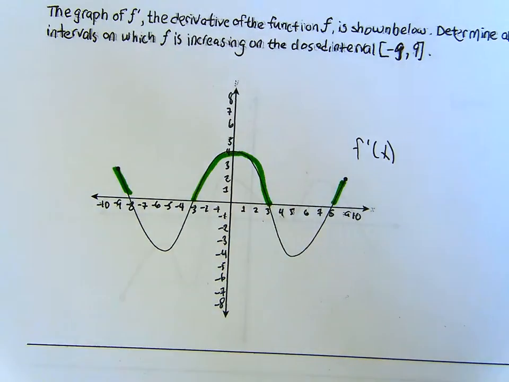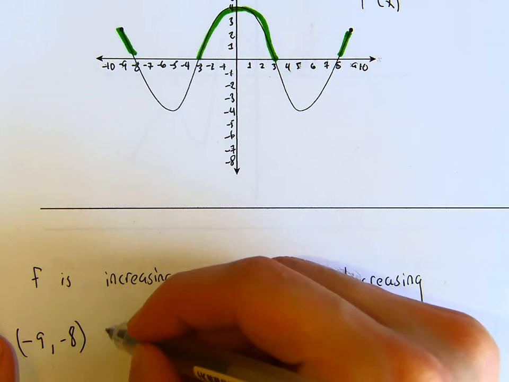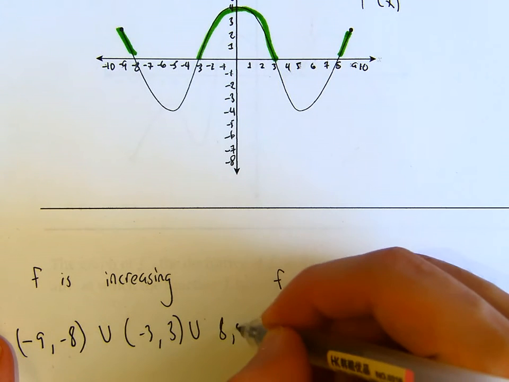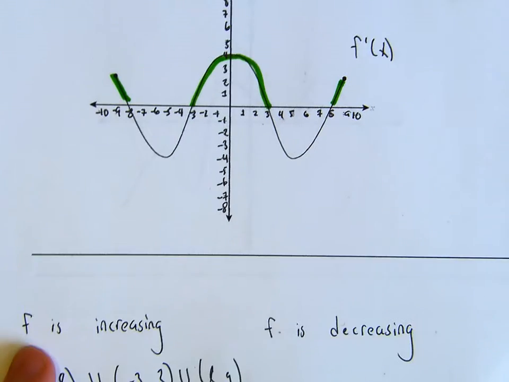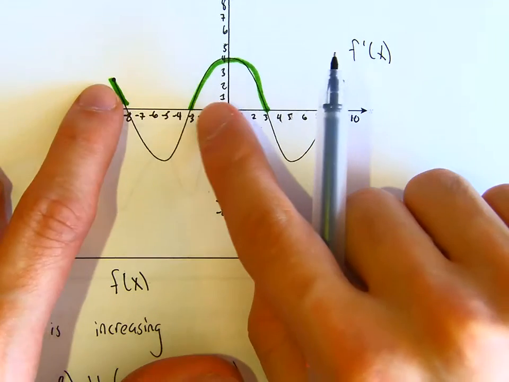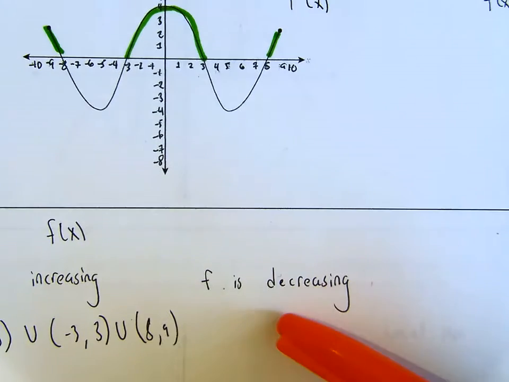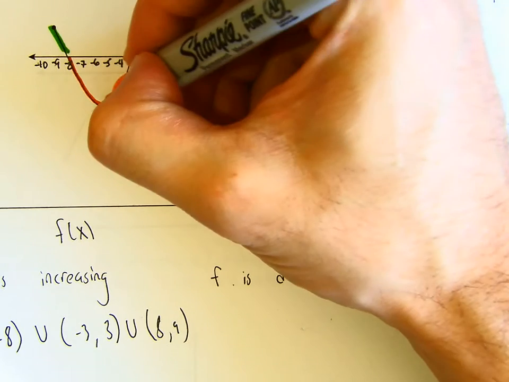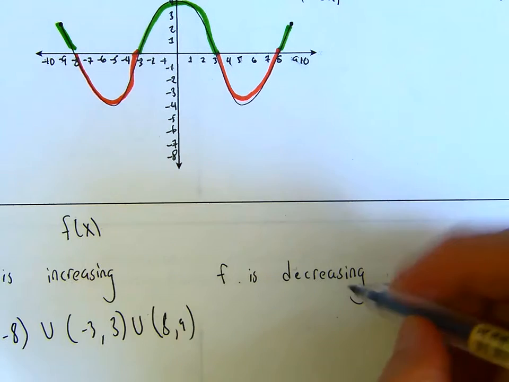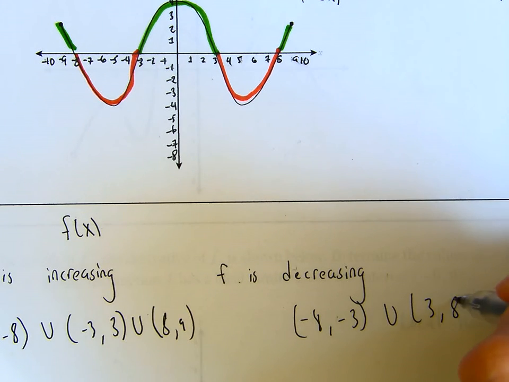You know that from -9 to -8, union -3 to 3, union 8 to 9, within this domain f of x has to be increasing because you know that the tangent lines are positive within this domain. What about the next question here? It's saying when is f decreasing? It has to be from -8 to -3 and 3 to 8. So this would be -8 to -3, union 3 to 8.